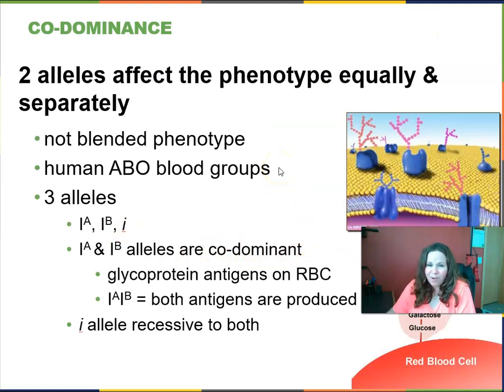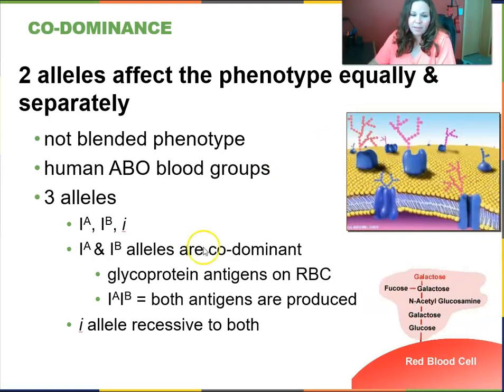Codominance is very, very similar to incomplete dominance. With incomplete dominance, the heterozygote is a blend of both of those traits, like red and white making pink. With codominance, the 2 alleles will affect the phenotype equally and separately. So a good example of this is human blood types. The ABO blood type, the AB actually.